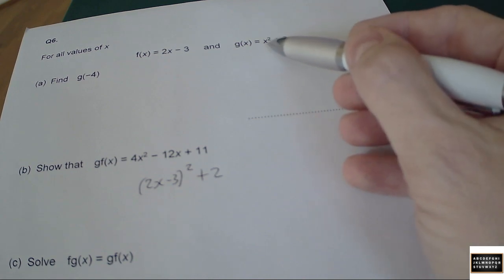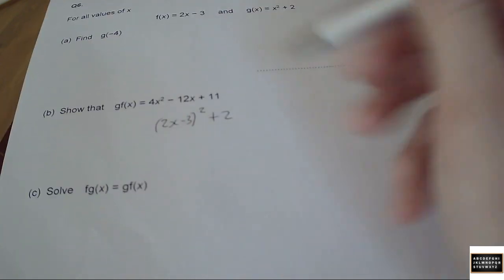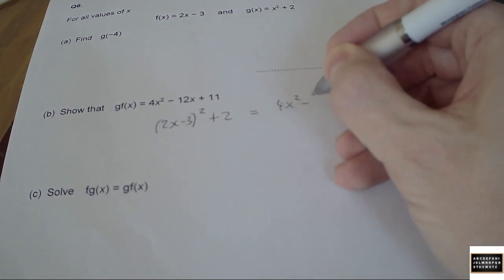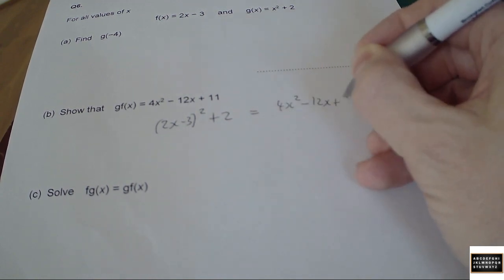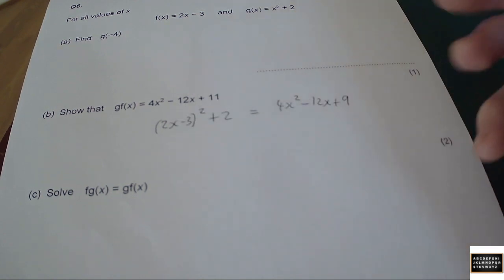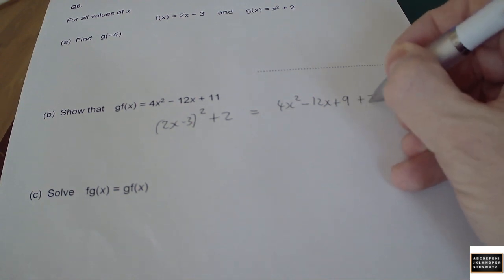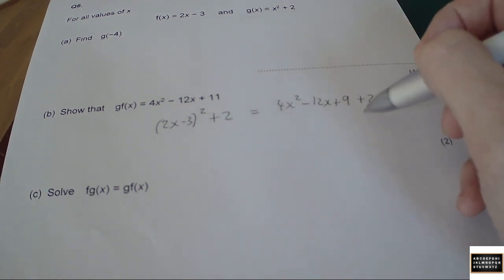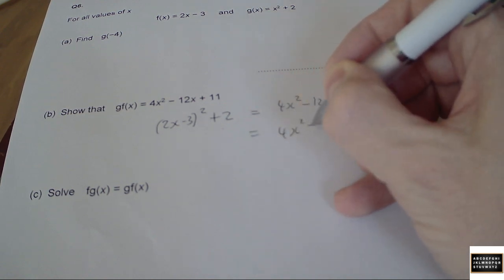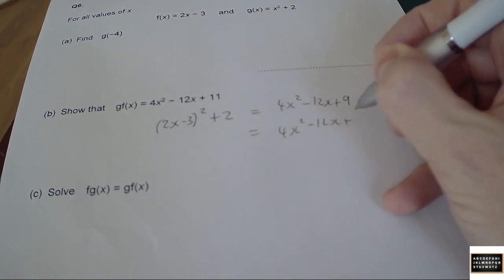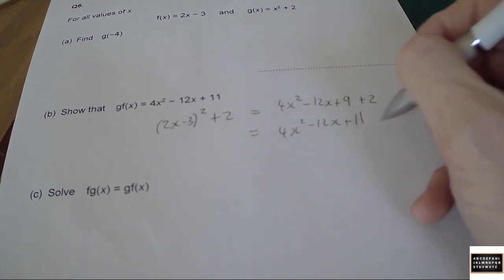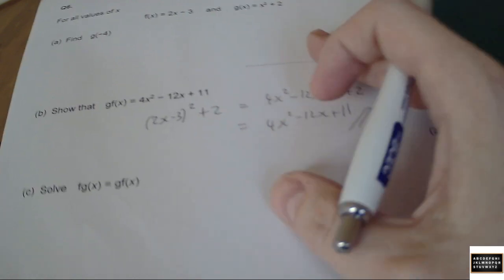So (2x minus 3) all squared plus 2. We're going to square those brackets up. So 4x squared minus 12x plus 9 is what you'll get when you square those up. I'll let you do that at home, but that's what you will get. And then you've got the plus 2 on the end. That came from there. Plus 9 plus 2 is 11. So we're getting 4x squared minus 12x plus 11. Very straightforward, not a problem. And that's the proof they want.